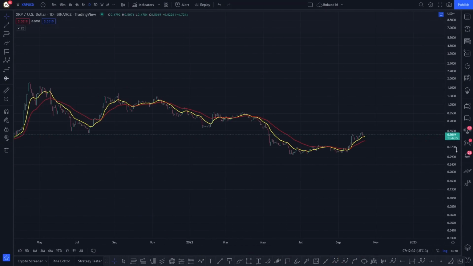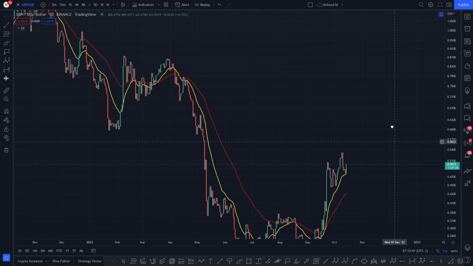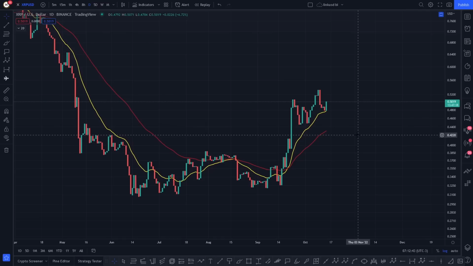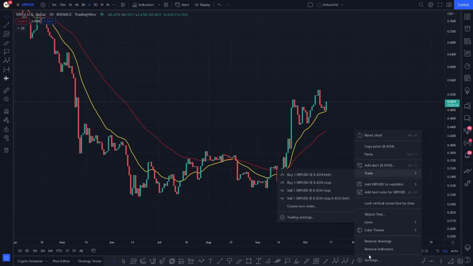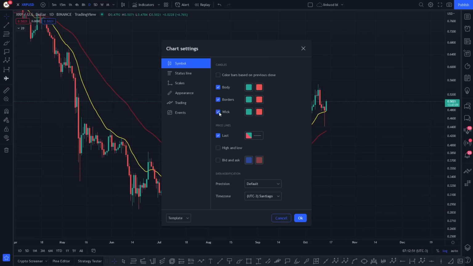Okay, so what I've done here is take the wicks off this chart. Sometimes you can get a nice little view of what's going on and you can see support and resistance levels without all the wicks. Just right click on your chart, go to settings, and you can tick wick on and off like that. So if we take the wick off, this is the daily time frame right now.